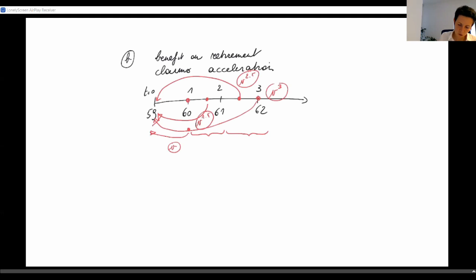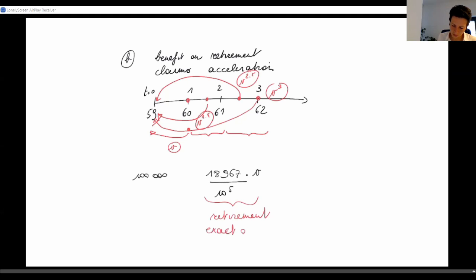So if I look at my solution, I'll get 100,000 euro, that's the benefit, and then multiply it with the probability of retiring at exact age 60. So if you would look that up in the table, you'll get something like this, times v. So that's the probability of retirement at exact age 60.